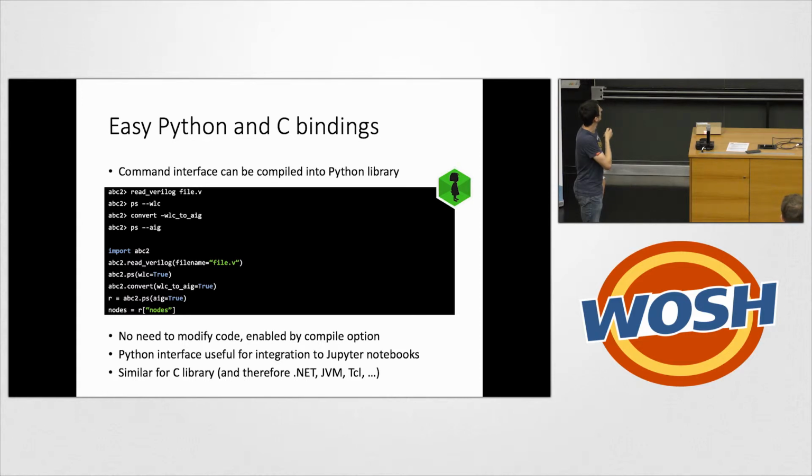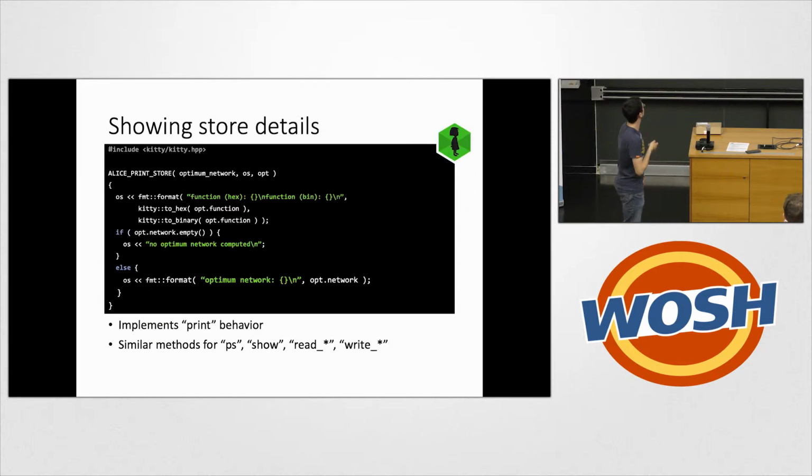Okay, we have automatic, easy bindings for Python and C in that case. You don't really need to modify your code. You can just enable this at compile time. The Python interface is nice because you have Jupyter Notebook integration, similar for C things, and then it's pretty nice that you can interface with other languages like .NET, JVM, and Tcl, and so on.